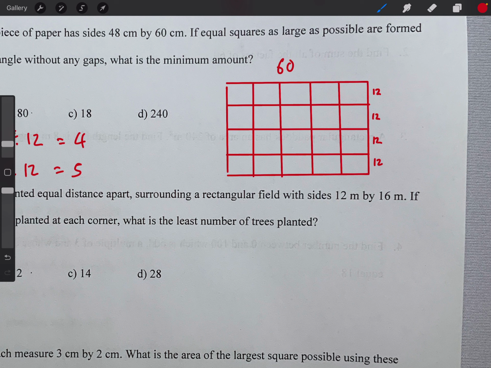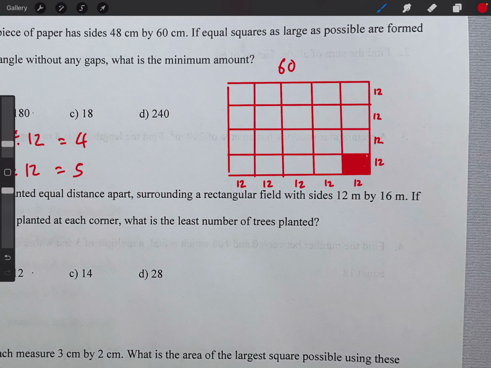And 60 is divided into 12 as well, and 5 equal pieces. And as you can see, this is 12, and this is 12, meaning this is a square. So we got a square. We want a square inside. Okay, so that's a square.